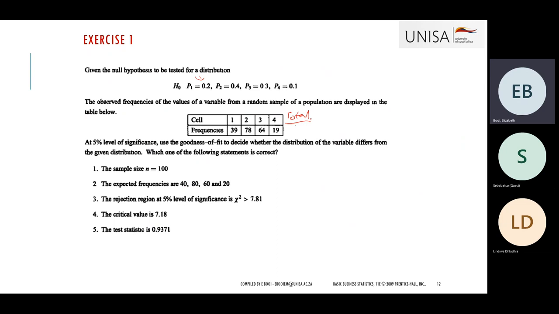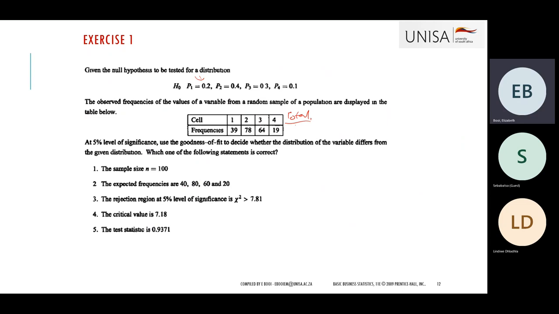Number three, it says the region of rejection at alpha of 5% is greater than 7.81. So it means we need to go find the critical value at 5% level of significance. So you need to say how many cells or how many observations we have here, so that you can get your critical value, which your degrees of freedom and your level of significance will give you. So you go to the table and find the critical value and see if it's 7.81. And also number four, it says the critical value is 7.81. So you just need to make sure that you understand all that. It's the same as what is asked in number three.